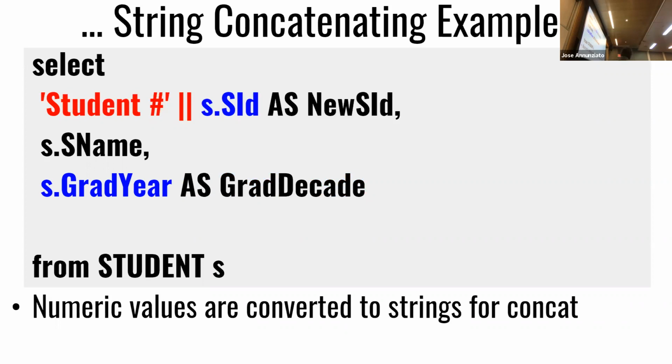So we're going to concatenate the old SID, where it might have been 1, 2, 3, 2, 3, 4, 4, 5, 6, whatever. We're going to concatenate in front of it the string 'student number'. Notice the single quotes. So now the new SID column is going to be called new SID, and the values are going to be student number 1, 2, 3, student number 2, 3, 4, instead of just 1, 2, 3, 2, 3, 4, and whatnot. This is just an exercise, just showing you what you can do.